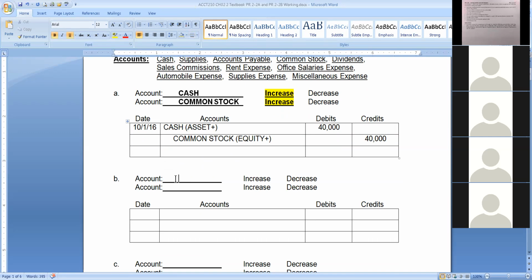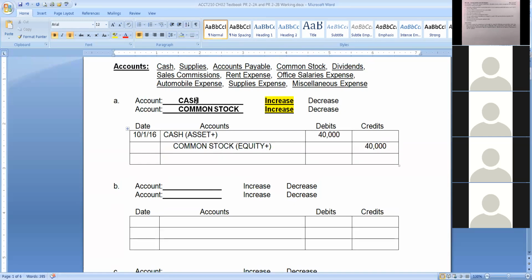Okay, let's go to B. Paid rent on office and equipment for the month, $4,800. Let's look at these accounts up here. So paid rent on office and equipment for the month. Rent expense, and what else?